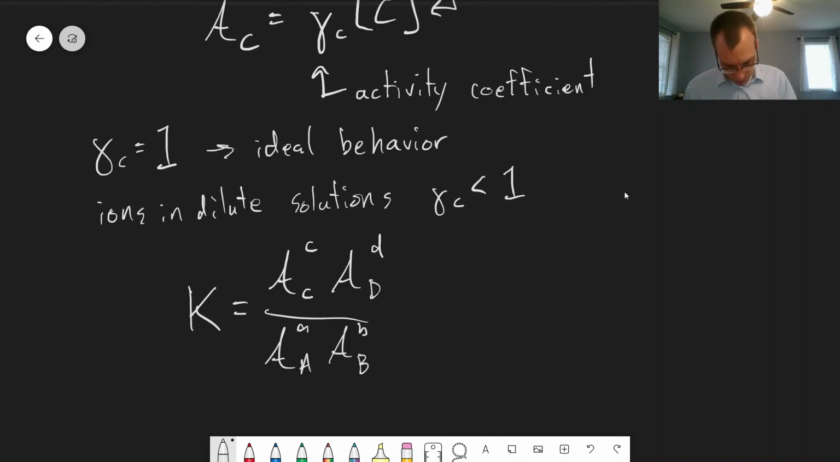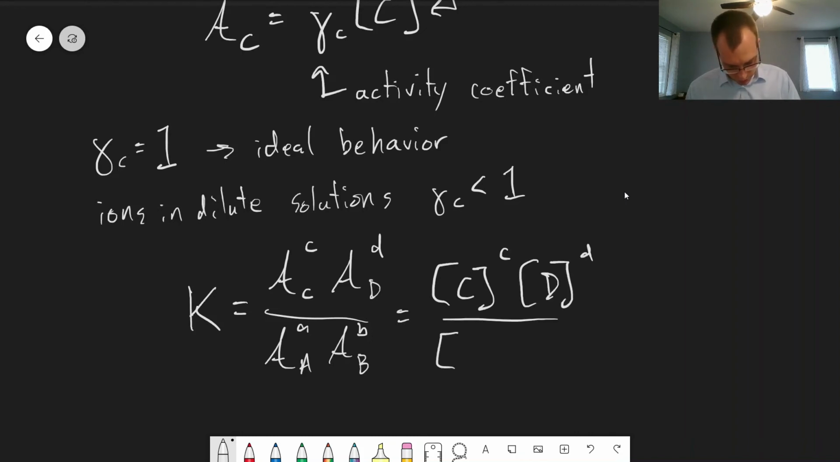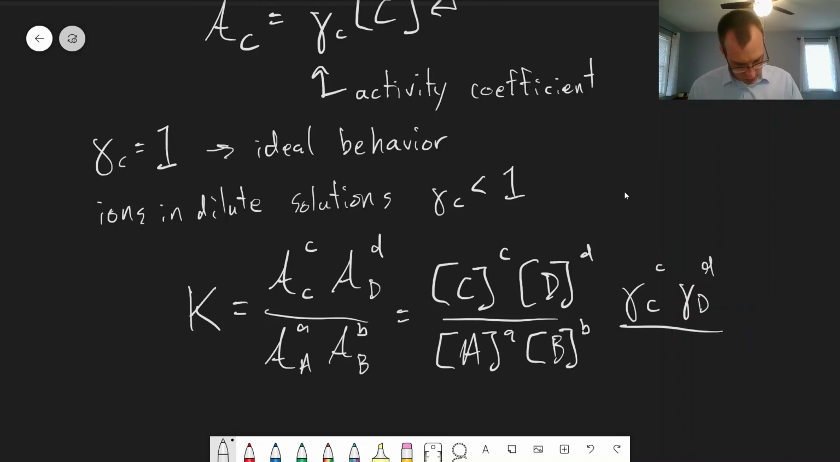Right, the activities of each of our species raised to the appropriate stoichiometric coefficient. And so we can write this out as our typical equilibrium constant that we've seen before with our concentrations. And then we'll end up with an extra term with all the activity coefficients. So gamma C to the c, gamma D to the d, gamma A to the a, gamma B to the b. And again, these will be raised to the stoichiometric coefficients.